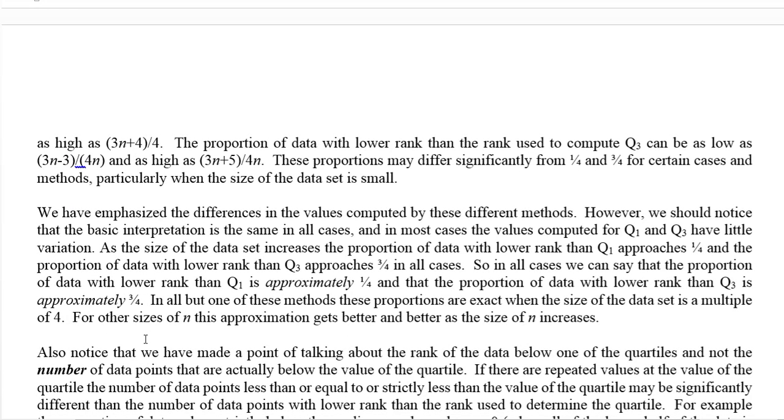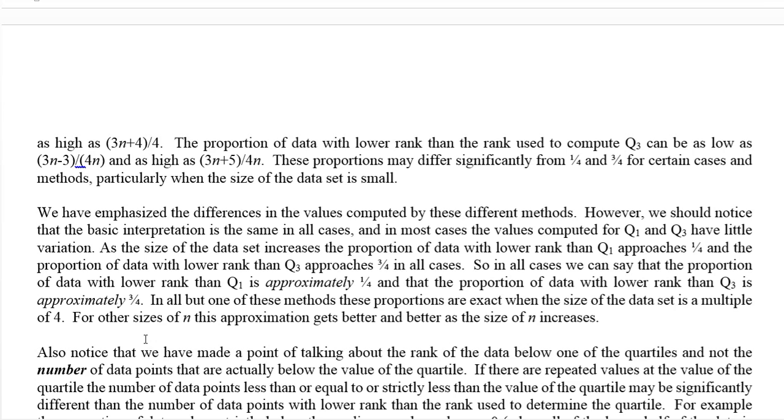Okay, now, it is true to say that approximately 1/4 of the data is below Q1. It's also approximately 1/4 is at or below Q1. And approximately 3/4 is below Q3, or at or below Q3.